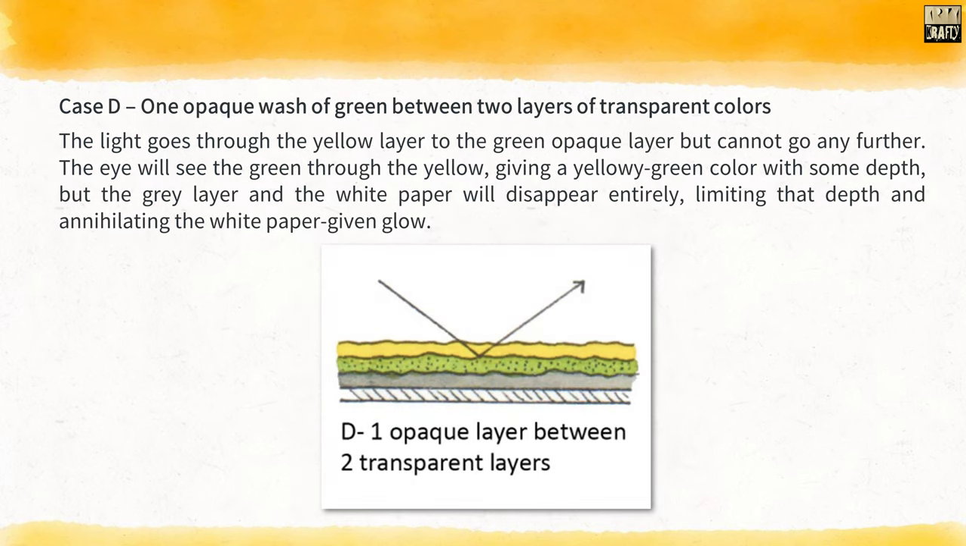Case D. One opaque wash of green between two layers of transparent colors. The light goes through the yellow layer to the green opaque layer but can't go any further. The eye will see the green through the yellow, giving a yellowy green color with some depth. But the gray layer and the white paper will disappear entirely.